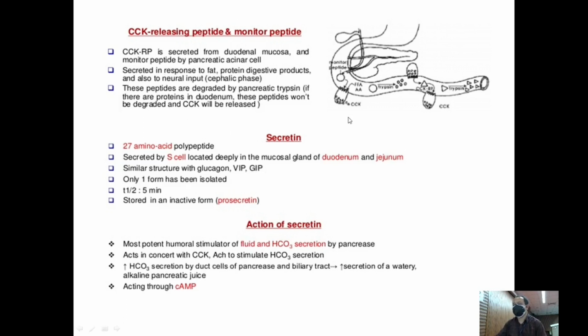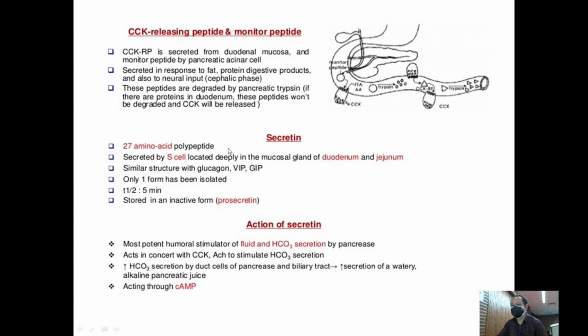Okay, so the next hormone would be secretin. One thing more about CCK is that it also helps with the secretion of insulin, just like gastrin, but not in a physiological dose.